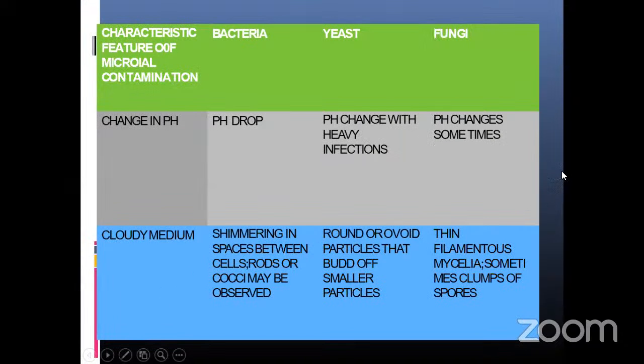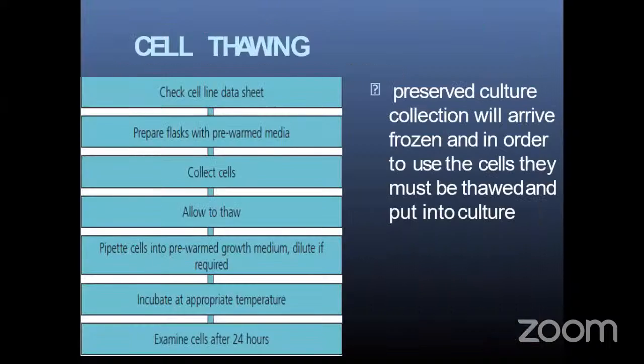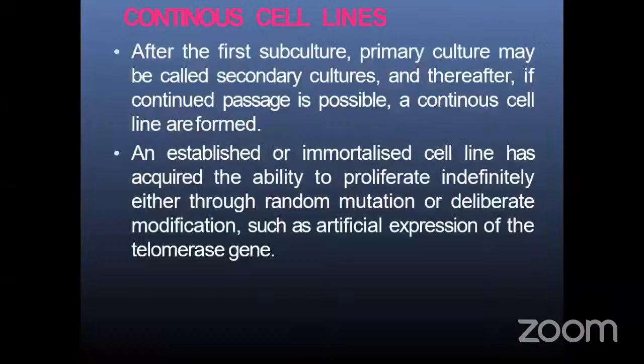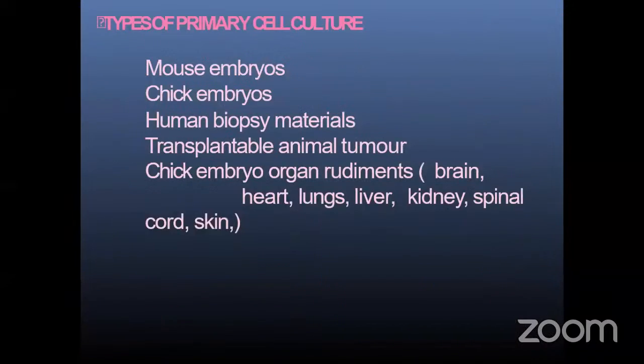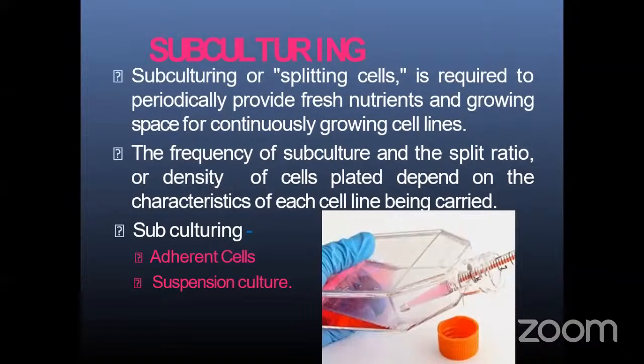By looking at the media flask also, you can easily identify if there is contamination. First thing is pH. Whenever you see the culture flask, the media is in pink color. I will just show you the slide. Can you observe here, in the flask the media is in pink color.